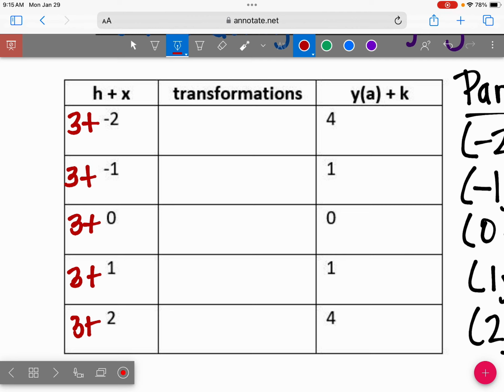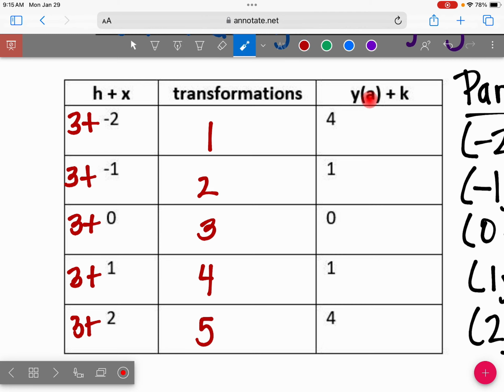Okay. All right. So when you add the 3 to x, then your new x values are 1, 2, 3, 4, 5. Who had that? All right.